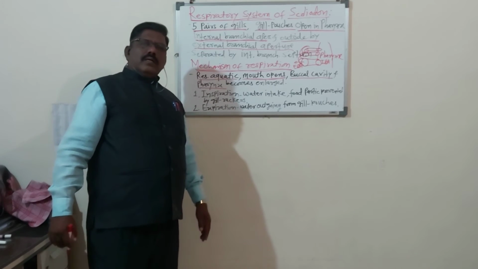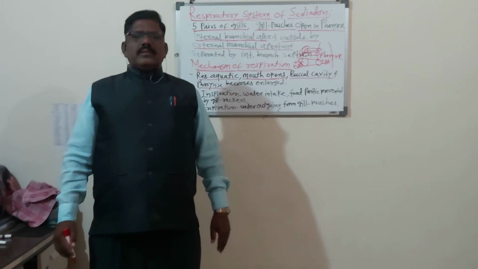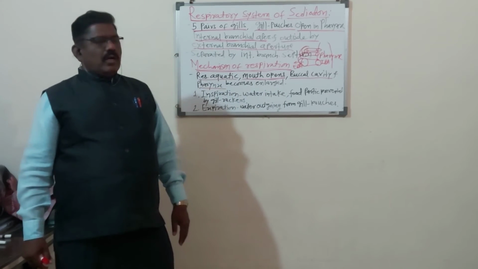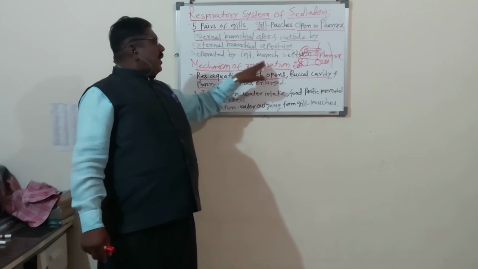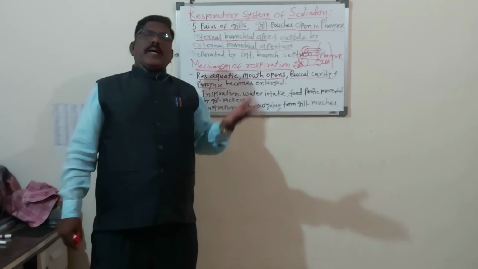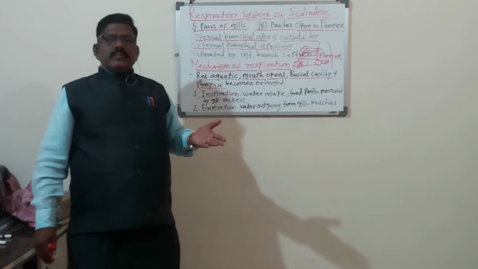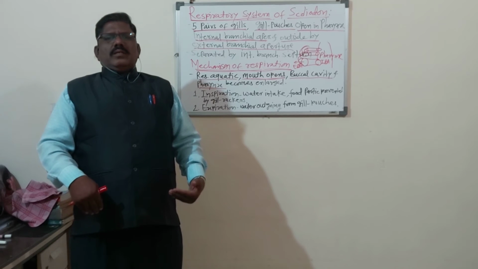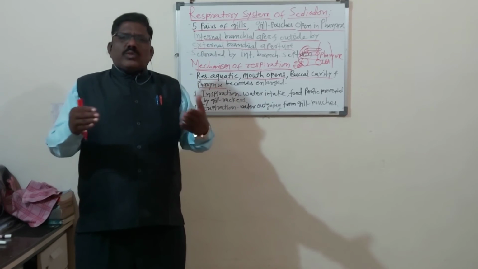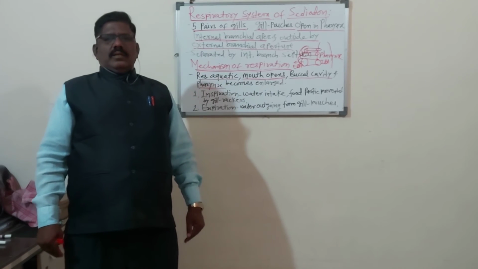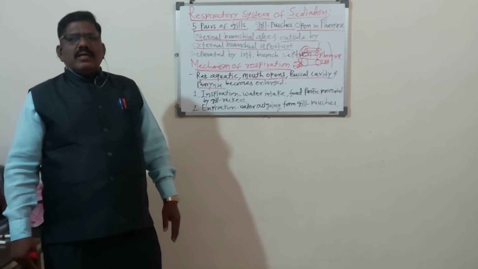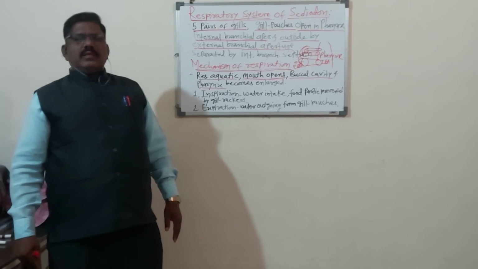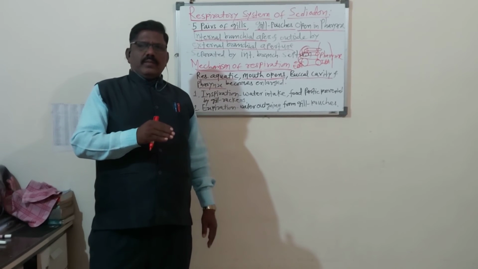Now during the mechanism of respiration, there are two small processes in the respiration. One is the inspiration and second is the expiration. Inspiration means taking oxygen inside the body. That oxygen attached with the hemoglobin. That hemoglobin and that oxygen is now called as the oxyhemoglobin. Means oxygen attached to the hemoglobin.